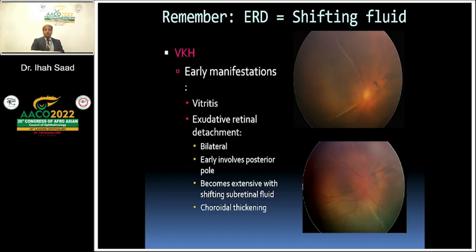Remember also the principle of shifting fluid. So this patient came and he was sitting. You see the bullous detachment, and that is convex anteriorly. And when he stands up, this is the lying position. When he stands up, the fluid goes inferiorly. So this is a very simple way to show off the shifting fluid.